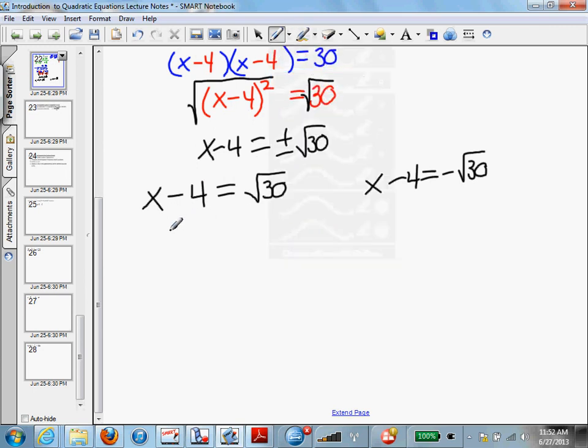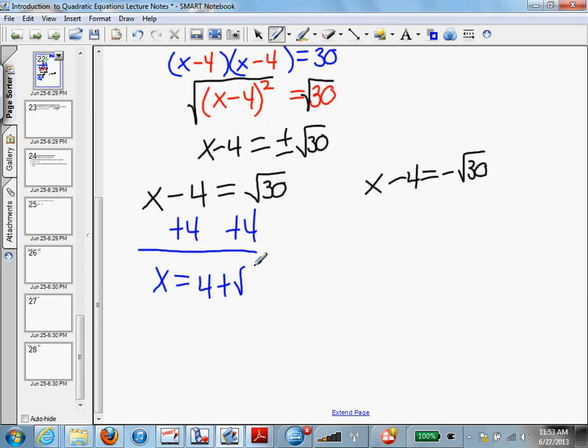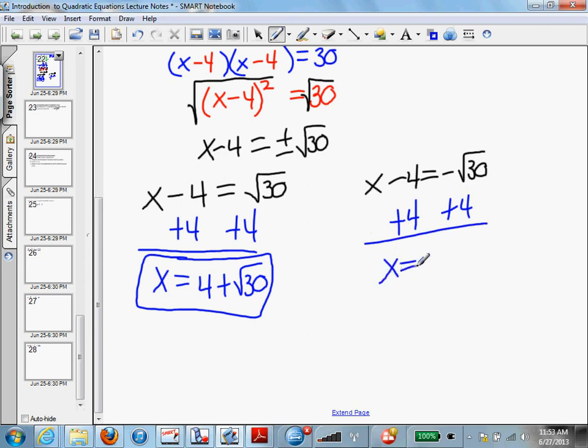To solve for x in this case, add 4 to both sides. So it's going to leave you with x equals 4 plus the square root of 30. And for this other problem, we want to add 4 to both sides to get x by itself. It's going to leave you with x equals 4 minus radical 30. And those are the answers.